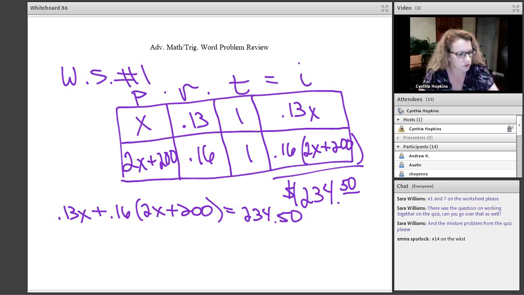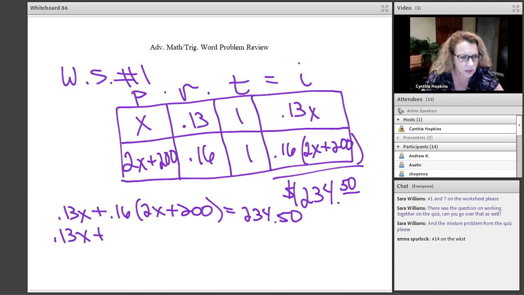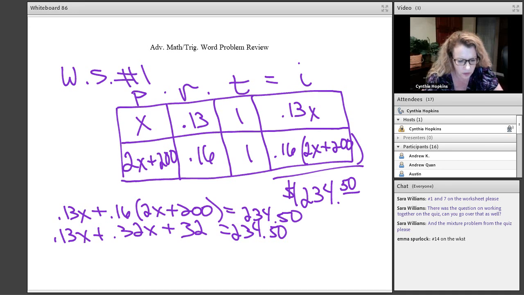234.50. Okay, so I'm going to distribute my 0.16, so I get 0.13x plus 0.32x plus, I want to make sure I don't make any careless mistakes, so I'm going to use my calculator and do 200 times 0.16, and I get plus 32. And that equals 234.50.